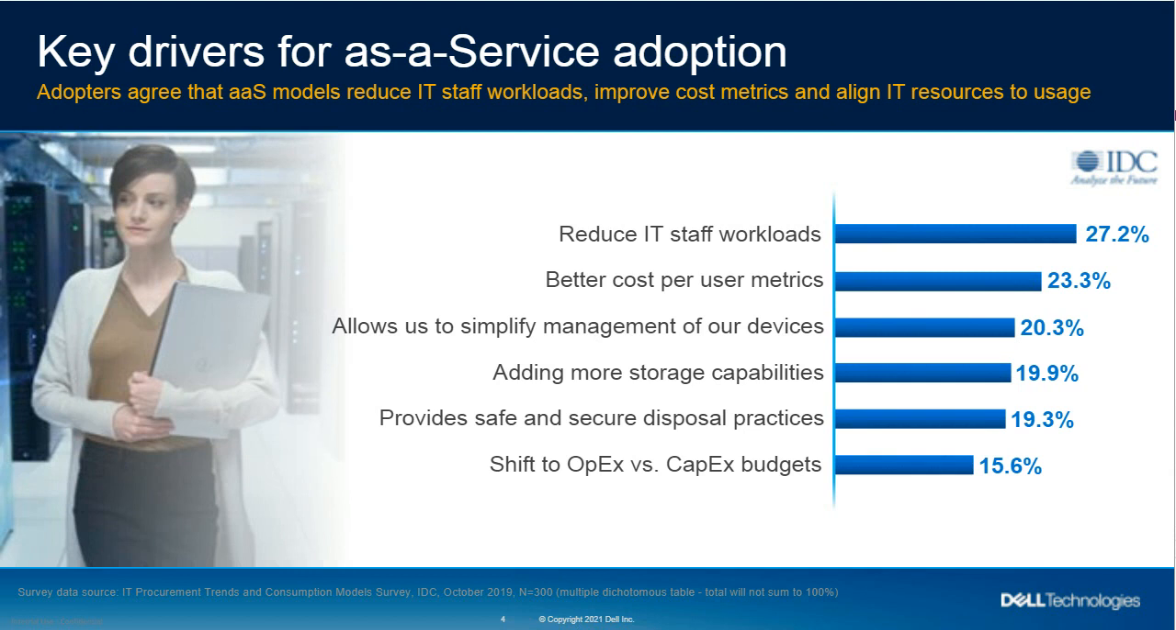That's huge. Number two, cost. If we can drive better cost per user metrics, then that's a huge win for the business. And that's a huge reason for why folks are adopting as a service. What if we could simplify how we manage everything? What if we could add more capabilities? What if we could provide safe and secure disposal practices? Maybe you've got compliance or risk factors that you need to think about. Maybe you have data governance concepts that you need to adhere to when you're talking about your infrastructure. Well, we check all of those boxes with Apex as a service.